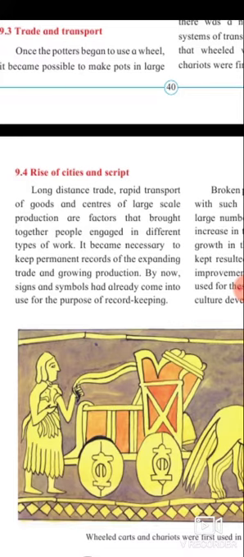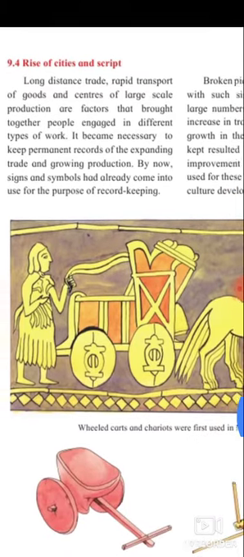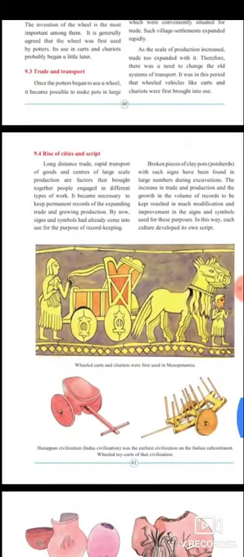To keep permanent records, they had to transport goods over large distances for expanding their trade and promoting their products. By now, signs and symbols had already come into use for the purpose of keeping records.